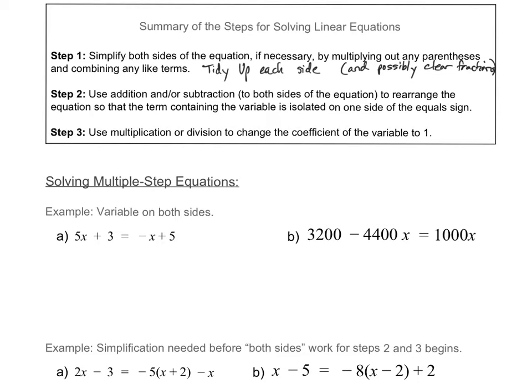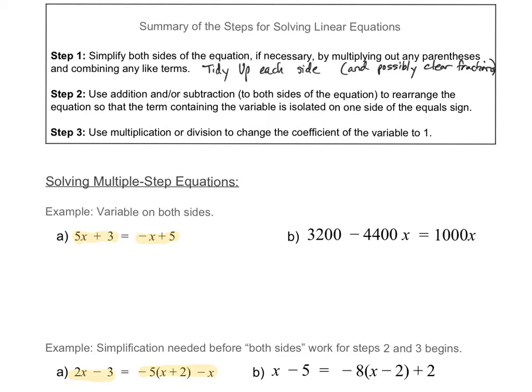And so when I look at this guy right here for part A, each of those are as simple as they can get. However, if I look down on the next example, you can see that these are not as simple as they can get. There is some simplification that can be done with distributive property and combining like terms on that negative 5 times x plus 2 minus x.